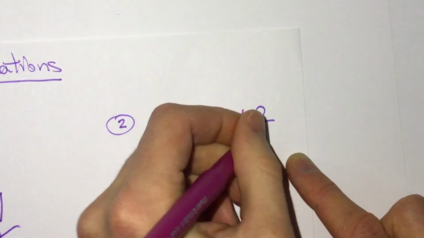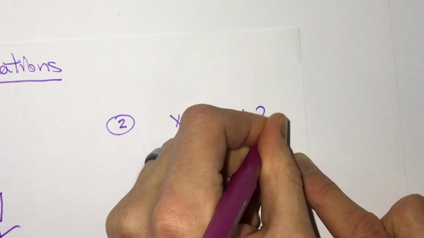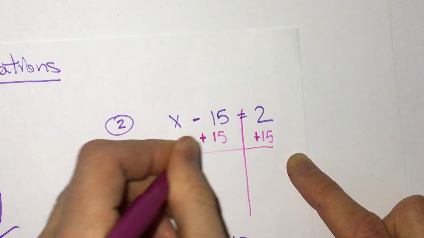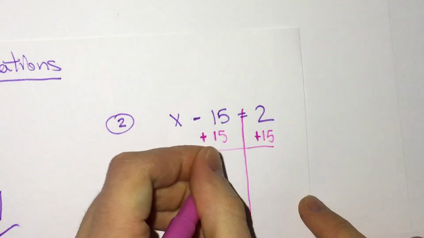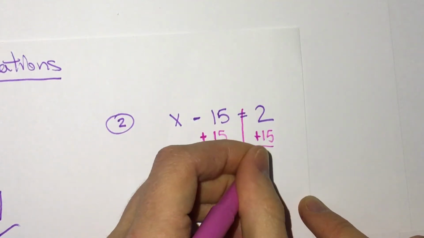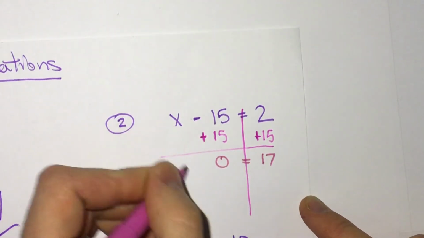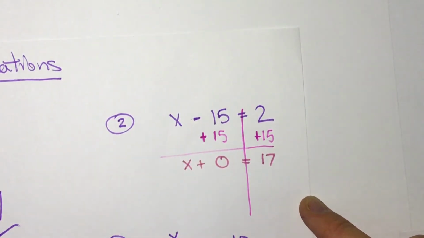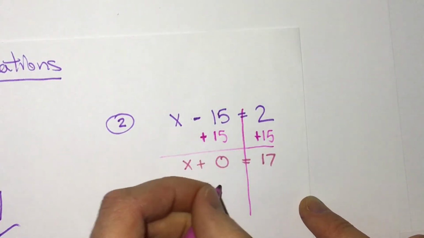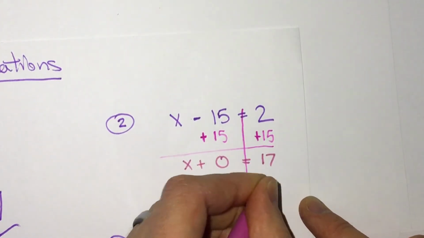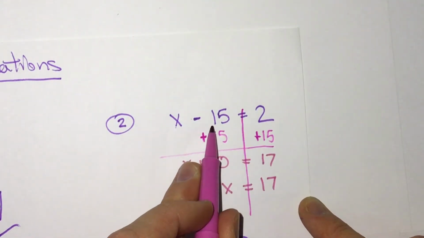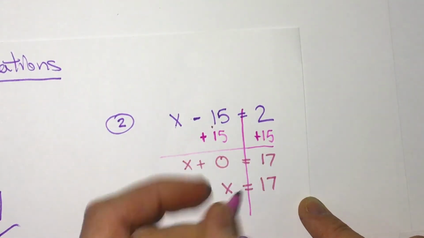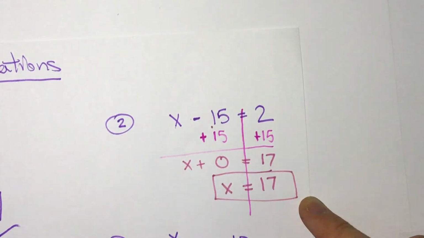And if we do that over here, we have to do it to the right side as well of the equal sign. Negative 15 plus 15, we get 0. 2 plus 15, we get 17, and the x comes down with it. So x plus 0 is x equals 17. And again, we can check: 17 minus 15 does equal 2. So our answer is correct.